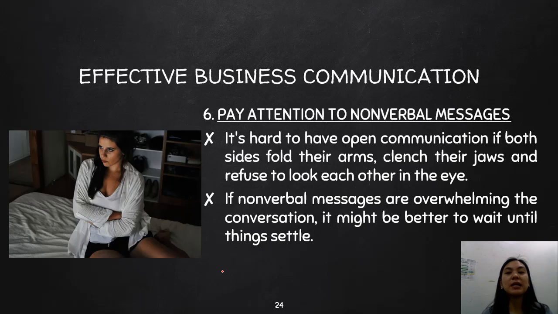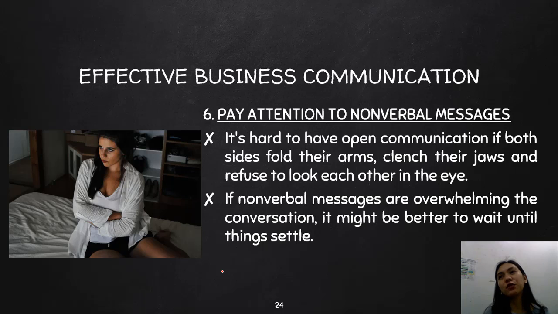Number 6, pay attention to nonverbal messages. It's hard to have open communication if both sides fold their arms, clench their jaws, and refuse to look each other in the eye. If nonverbal messages are overwhelming the conversation, it might be better to wait until things settle.